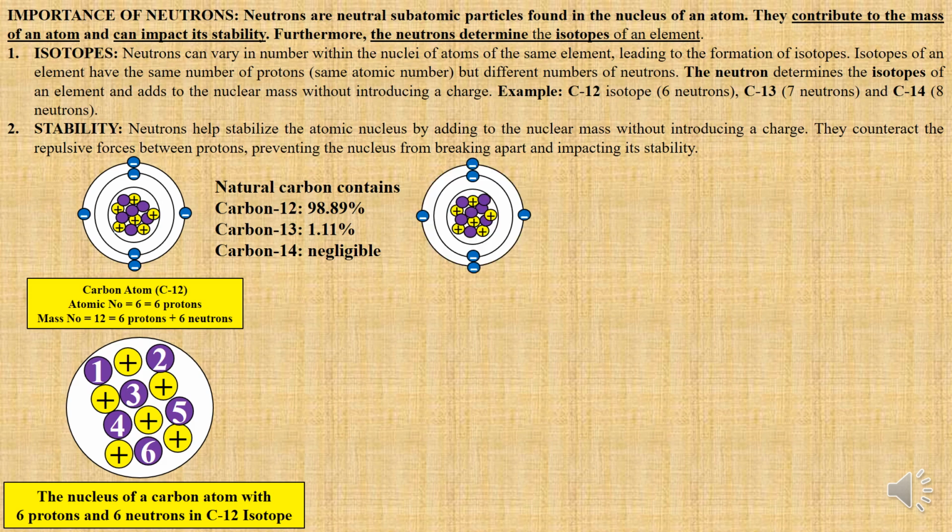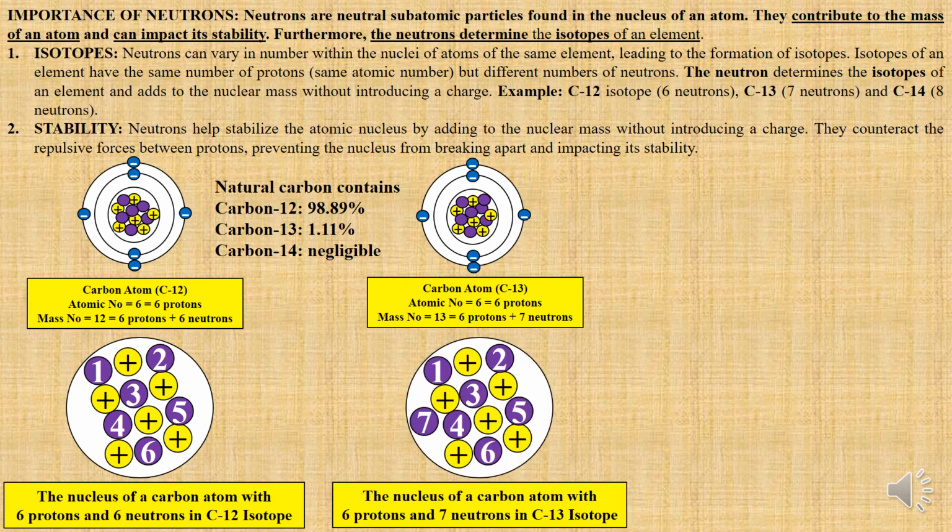Now moving on to the second isotope, C13 isotope of carbon atom. Its atomic number is 6, mass number is 13. So why is its atomic number 6 and mass number 13? When you look closer into the nucleus of the C13 isotope, we find that there are 6 protons and 7 neutrons.